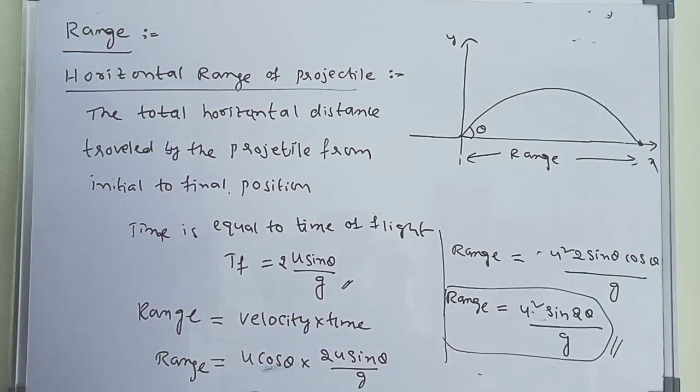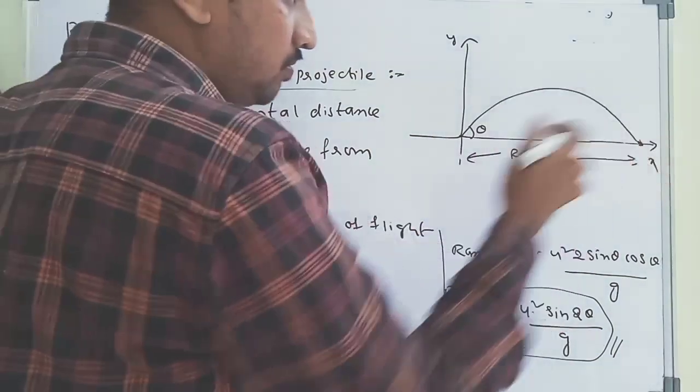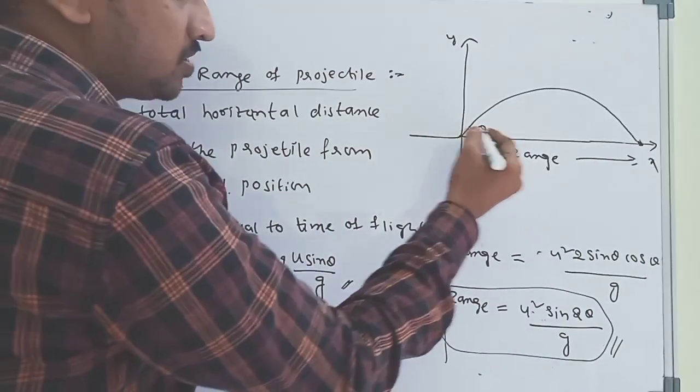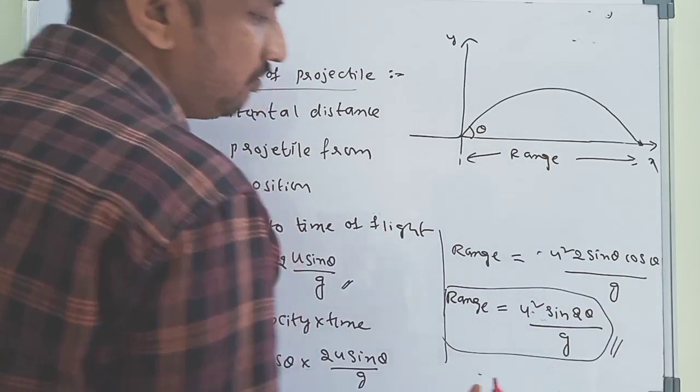Okay. So when is the range maximum? When sin 2 theta is equal to 1, we get the maximum range.